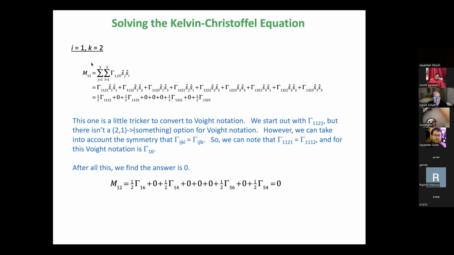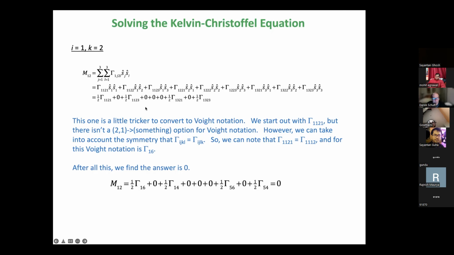For instance, we can do m sub 12. And here I notice this one's a little trickier to convert to Voigt notation because we have gamma 1121 right here, and there isn't a 2-1 into something option for Voigt notation. So what we do is we take into account the symmetry that gamma sub ijkl equals gamma sub ijlk. So we can note that gamma sub 1121 is equal to gamma sub 1112. And for this, the Voigt notation is given, and it's 1,6.